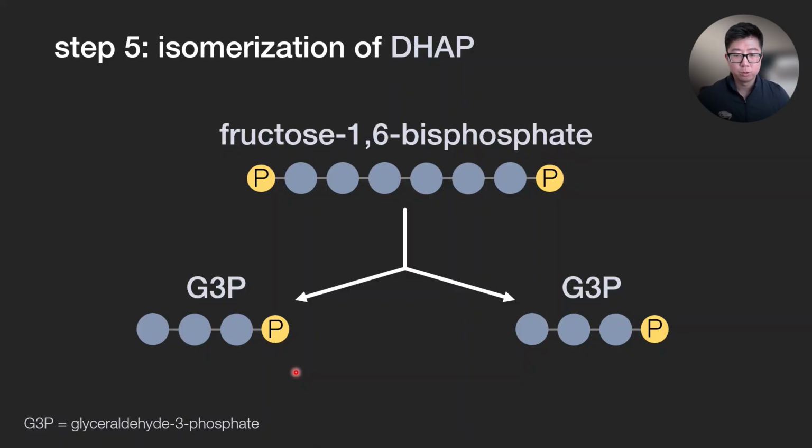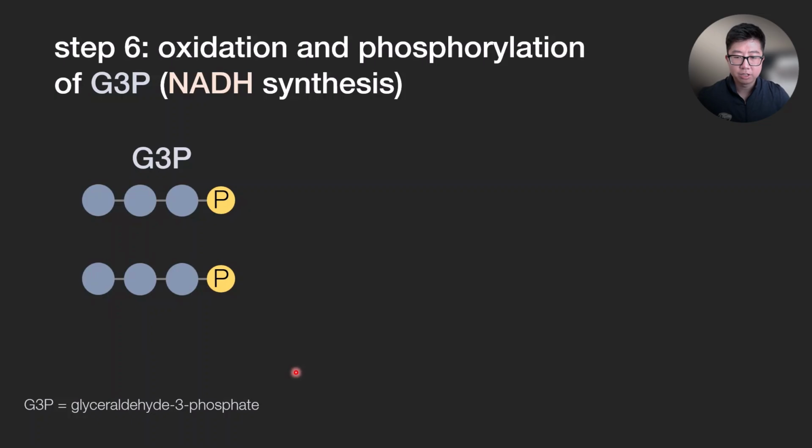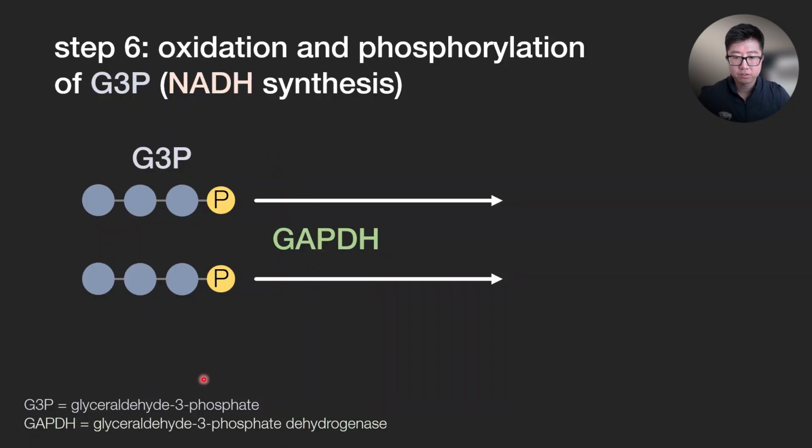Up until this point, we've been investing energy in the form of ATP through these enzymatic steps. And now we're going to shift into the payoff phase of glycolysis, where we finally start seeing the fruits of our labor and producing energy. In this step, there are actually two things happening at the same time. Now we have two molecules of G3P, and each one is acted on by an enzyme called glyceraldehyde 3-phosphate dehydrogenase, or GAPDH for short. What this enzyme is basically doing is coupling an oxidation reaction with a phosphorylation reaction in one step.